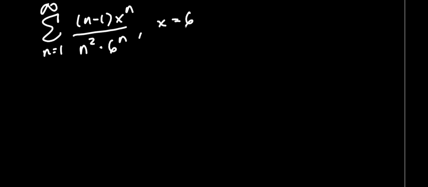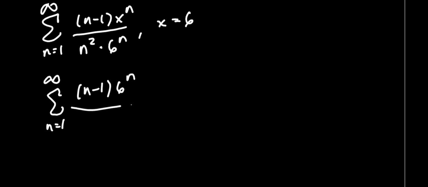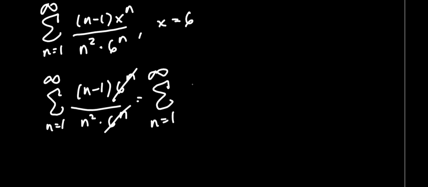Okay, so for this problem, we're simply going to follow the instructions they gave us by plugging in 6. So we're going to have our infinite series, n equals 1 of n minus 1, and then instead of x, we have 6 raised to the n, over n squared times 6 to the n. As you can see, our 6 to the n's cancel, and we're just left with the series n equals 1 of n minus 1 over n squared.